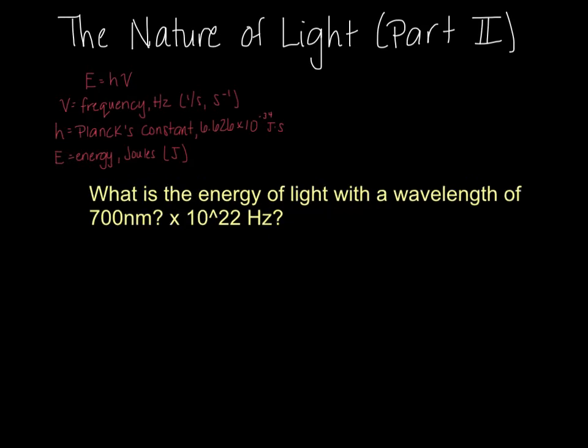Now what if I had an equation like this? What is the energy of light with a wavelength of 700 nanometers? So I need to find energy, but when I look up at this equation, it's the only equation that we're familiar with to solve for energy. It only uses frequency and Planck's constant, but I've been given wavelength. So how can I solve this problem?